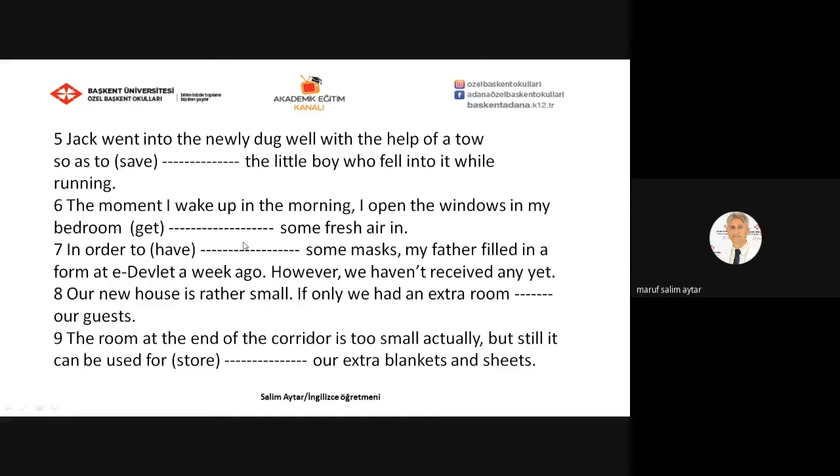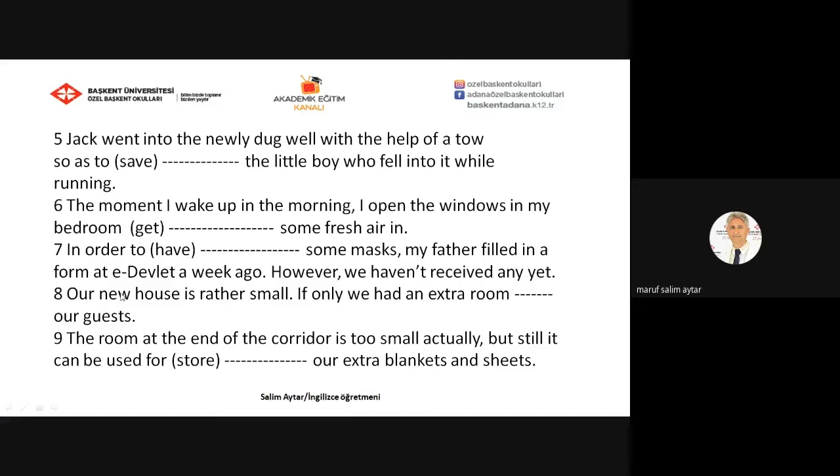The moment I wake up in the morning, I open the windows in my bedroom for what? For what reason do I open the windows in my bedroom? Some fresh air in. In order to get some masks, my father filled in a form at E-Devlet a week ago. However, we haven't received any yet.